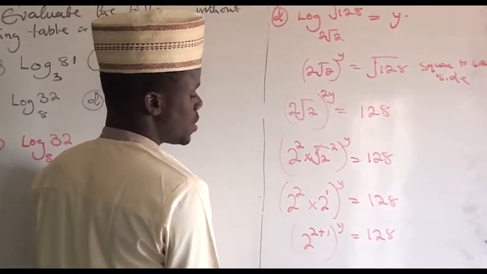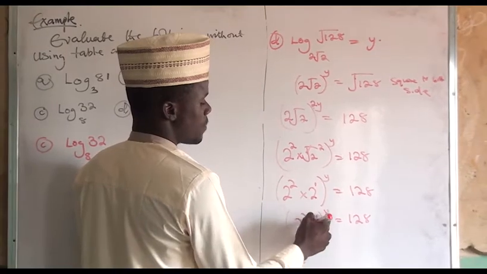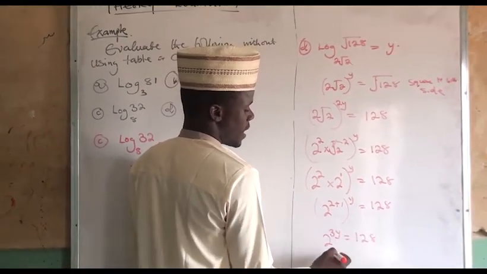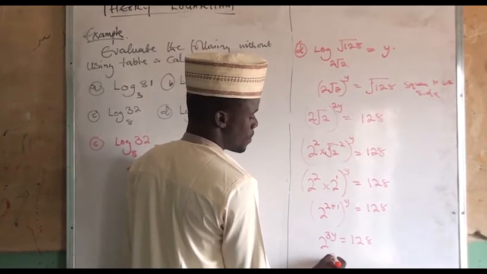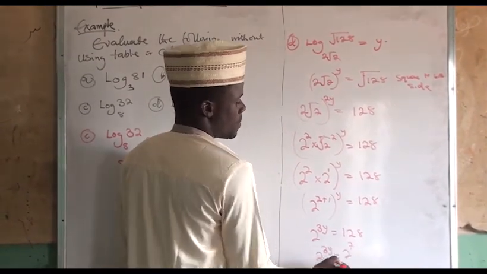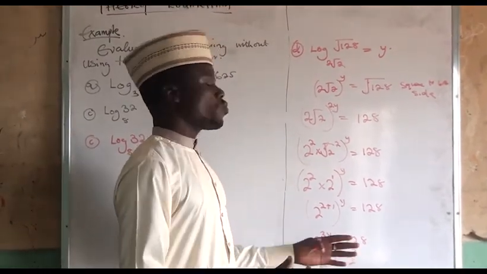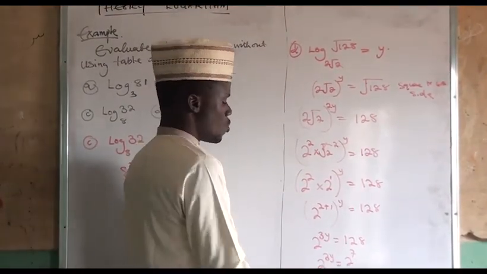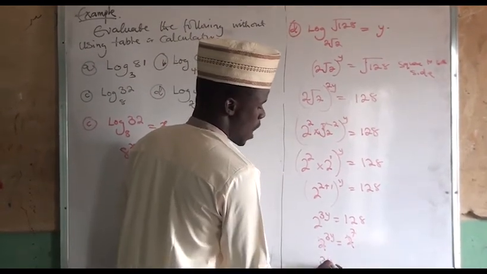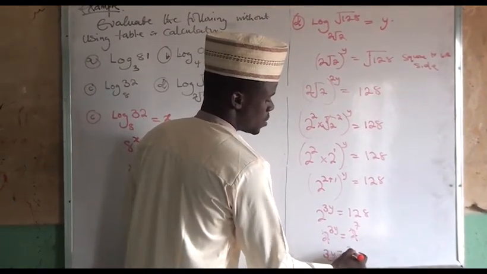So now 2 to the power of 3 times y, we say 3y equals 128. And here we say 2 to the power of 3y equals 2 to the power of 7, because 2 to the power of 7 is 128. So we now equate the powers. So here we have 3y equals 7.